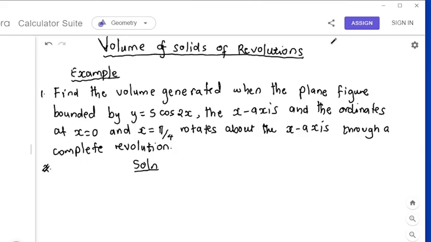So we have two types of volumes that are generated. One is when a plane figure which is bounded by the y-axis and the coordinates x rotates about the x-axis through a complete revolution, and the other one is when it rotates about the y-axis through a complete revolution. We're going to handle one example on each, and we are starting with the x-axis.